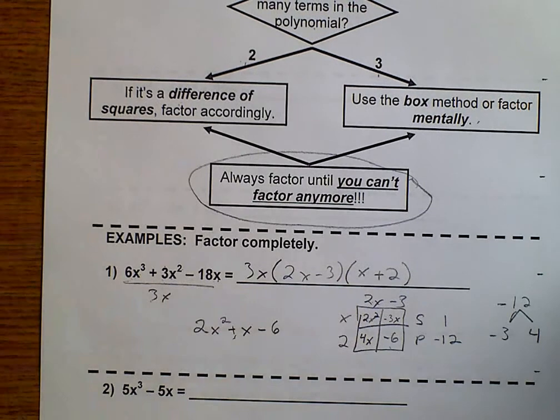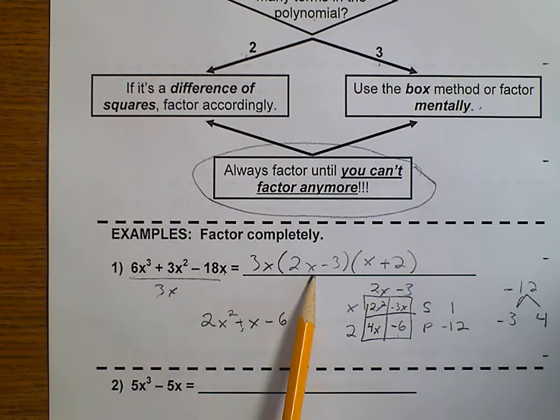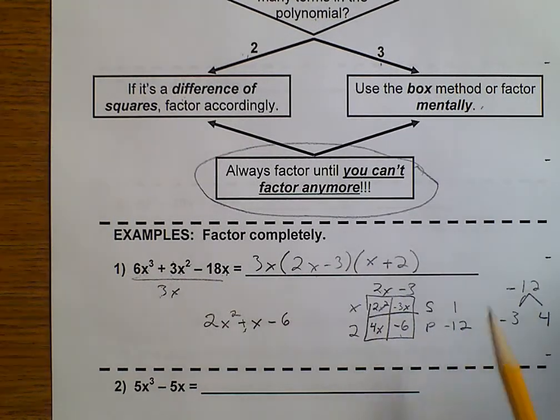Now I look at all of these again, and I double check, can I factor them anymore? Well, 3x can't be factored. 2x minus 3 cannot be factored. x plus 2 cannot be factored, and so I am done.